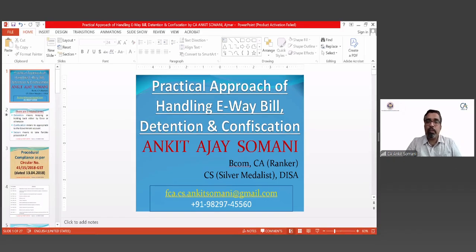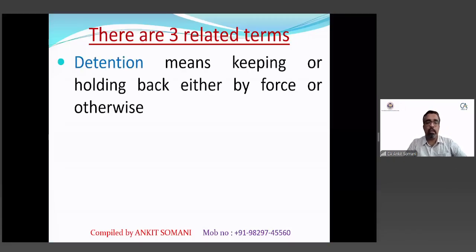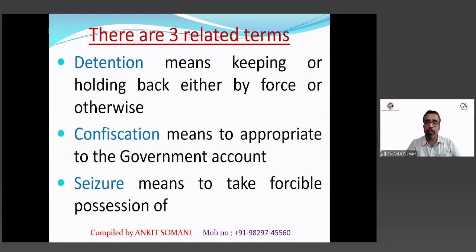So basically, we were discussing three related terms. One is detention. Detention means keeping, holding back, either by force or otherwise. Then another term is confiscation, and the third term is seizure. Confiscation means to appropriate to the government account, and seizure means to take forcible possession of. So all these three terms go hand in hand. But yes, there is a huge difference in all these terminologies. So it was better that we should have discussed all these.